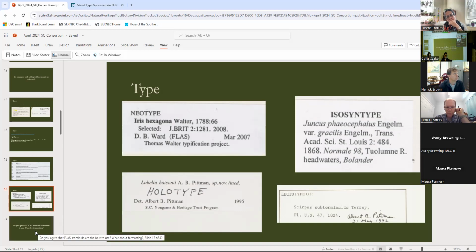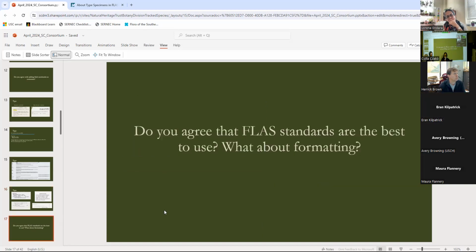Do y'all have any thoughts about using FLAS standards? Should the ones with the double asterisks be excluded and only the official terms be used? How do you guys feel about that?